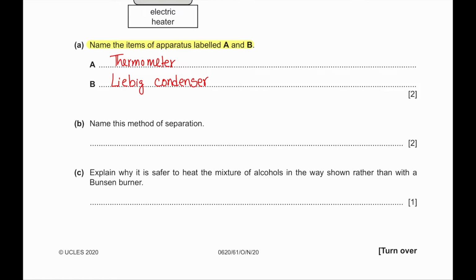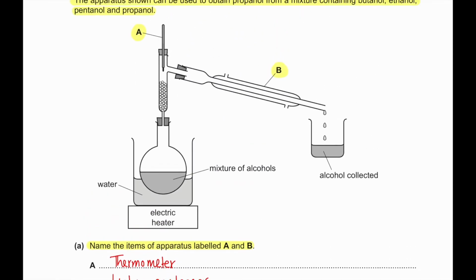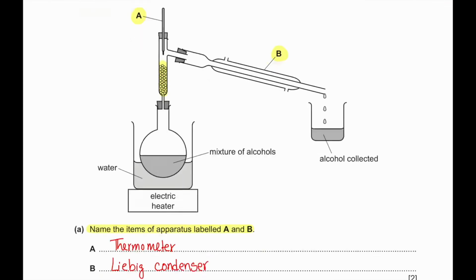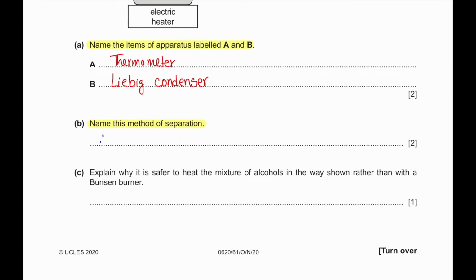Part B. Name this method of separation. So we can see that there is a fractionating column that is present. So we can call it fractional distillation.